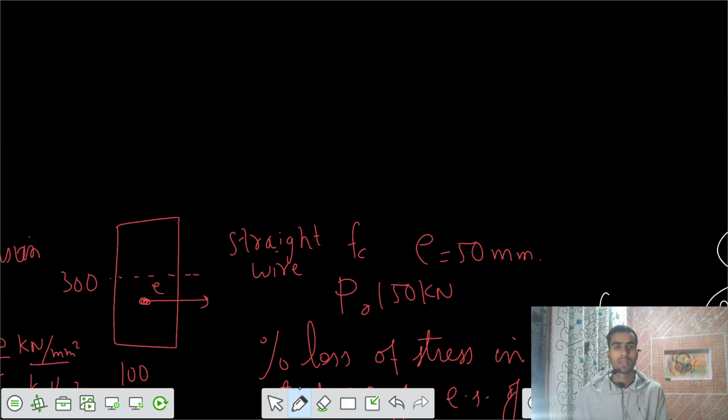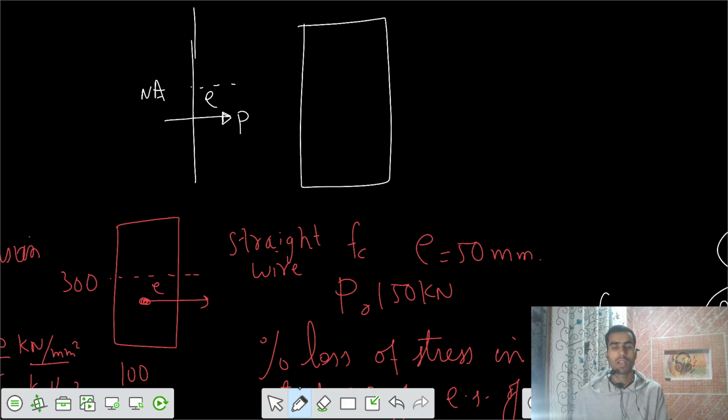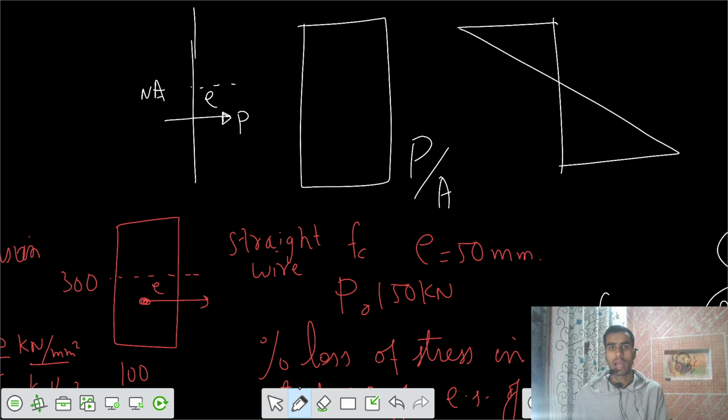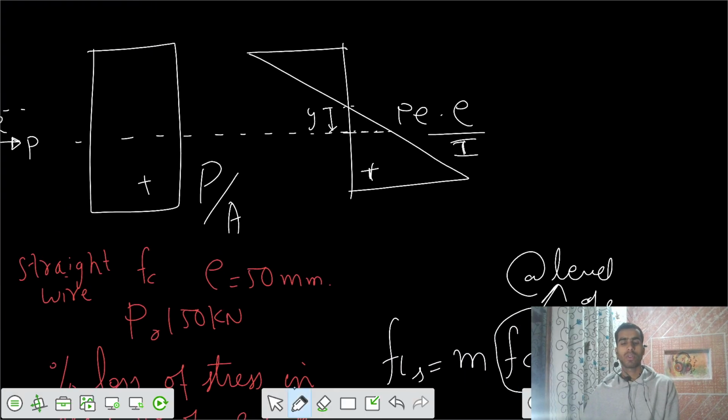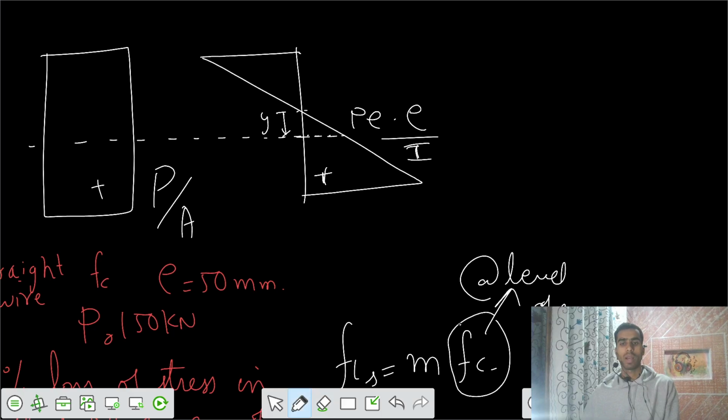So you had the section. Neutral axis is this one, and eccentricity is somewhere here. This is P force at eccentricity e. First stress is P by A, and one more stress I have to calculate at the level of steel wires. This value is the moment P e into y, where y is the distance from the neutral axis, divided by I about the neutral axis. Stress in concrete is the sum of these two values.